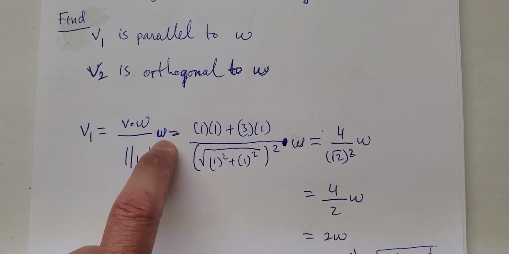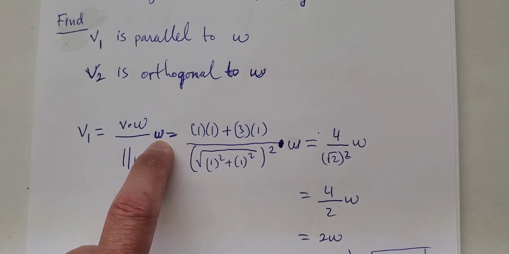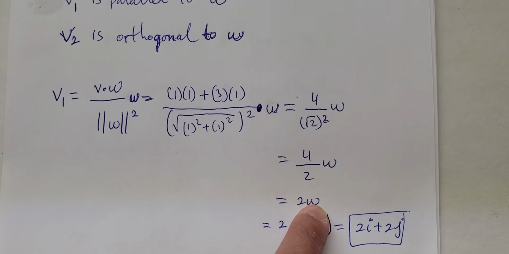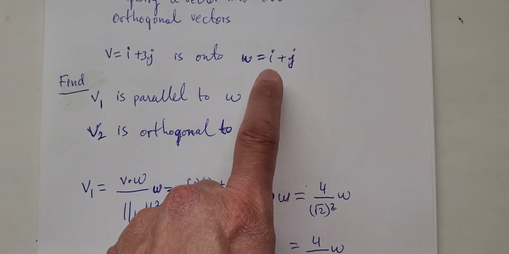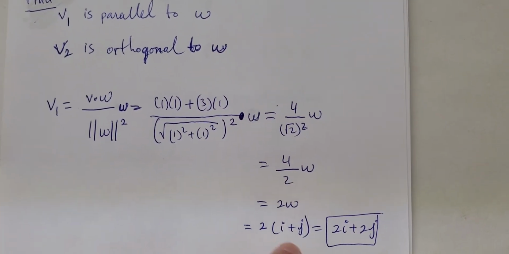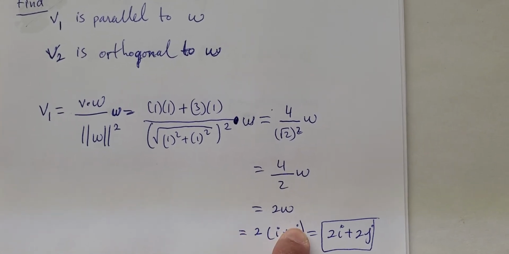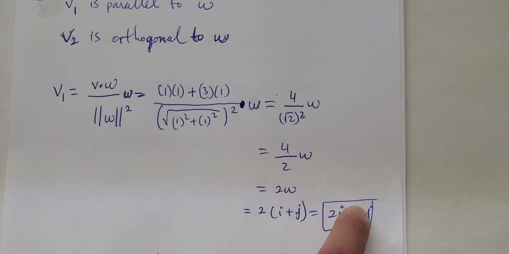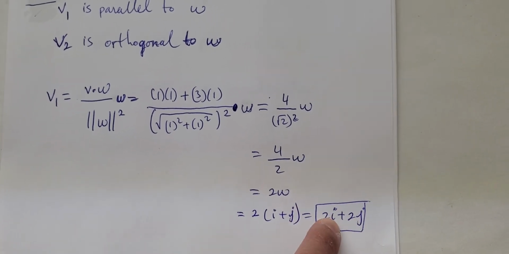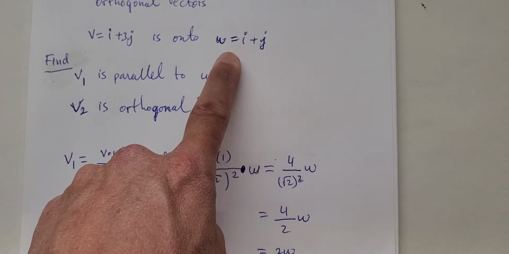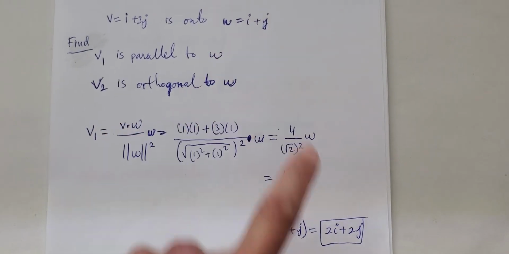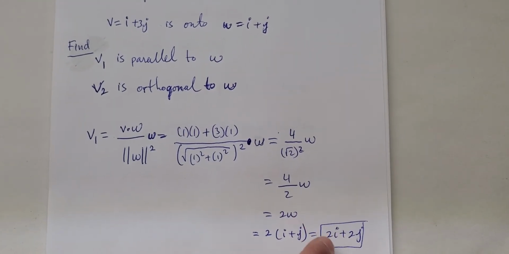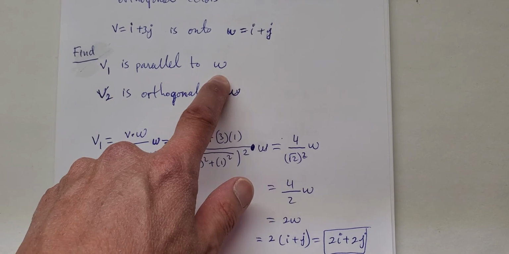Don't forget this extra W. We always forget this extra W. So bring that W along. What is W? I plus J. So multiply it out: 2I plus 2J. So this first vector right here is parallel to W. One more time, this vector right here is parallel to W.